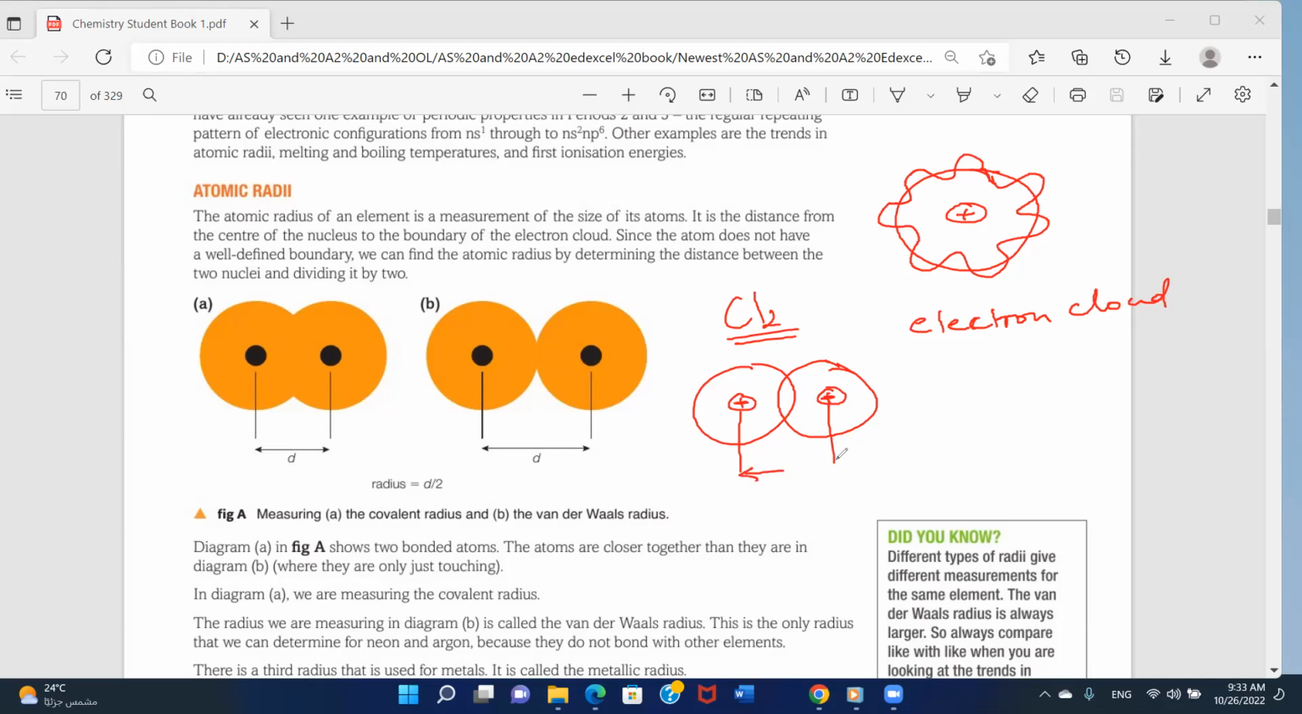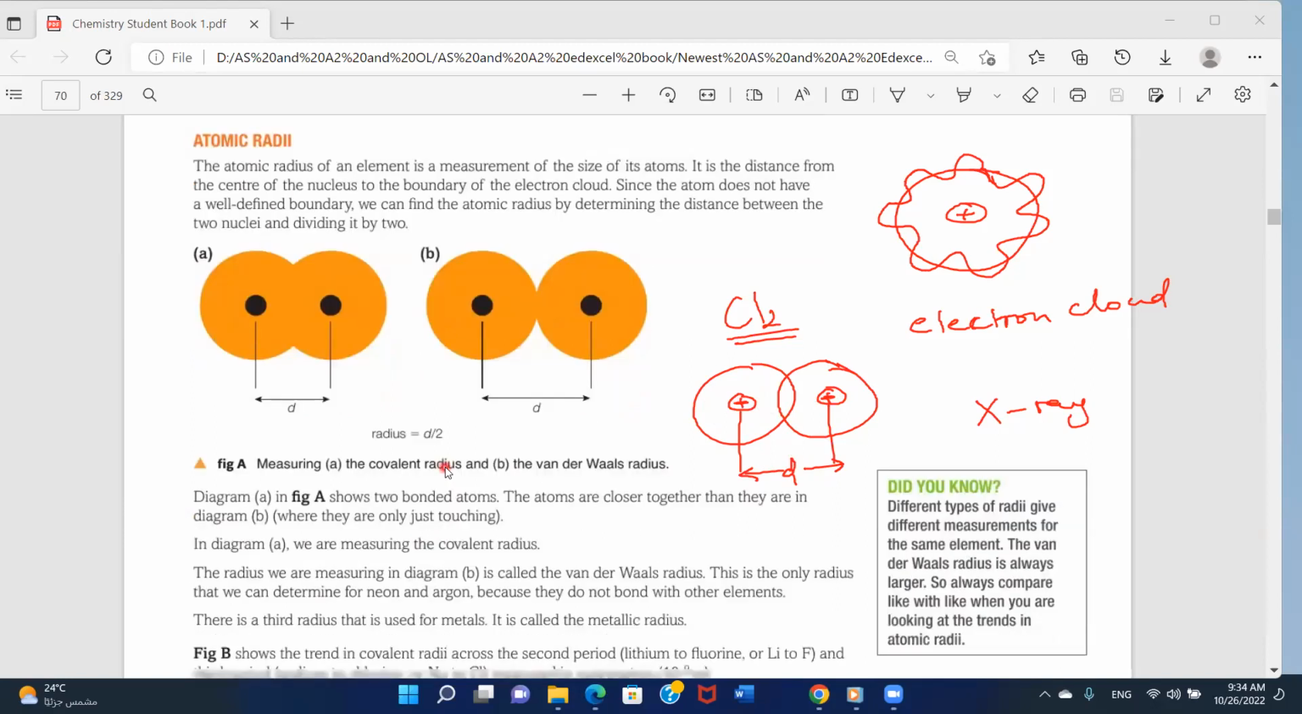And so using what we call X-ray, we can measure the distance between these two nuclei. And when we take the distance divided by 2, half the distance, we get the radius of each atom. So they did know the radius of each atom using the X-ray method, by subjecting the molecules to X-ray and measuring the distance between the two nuclei, then dividing by 2.